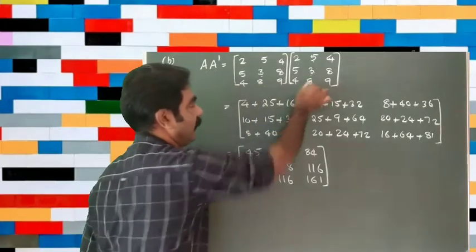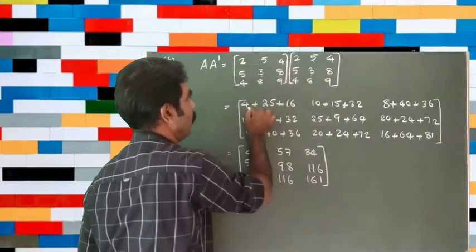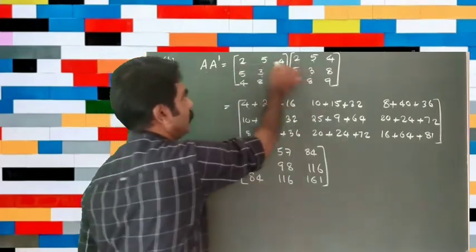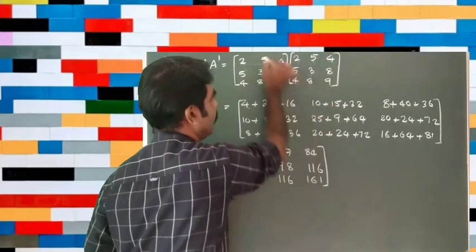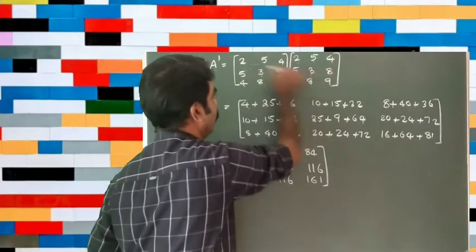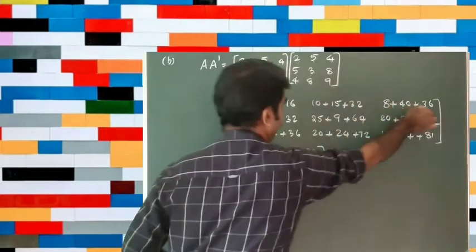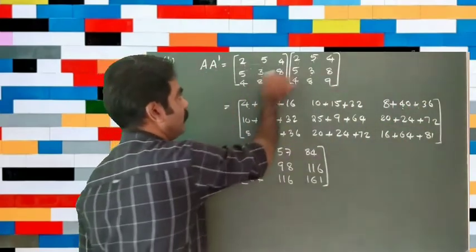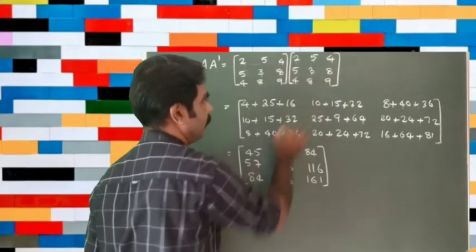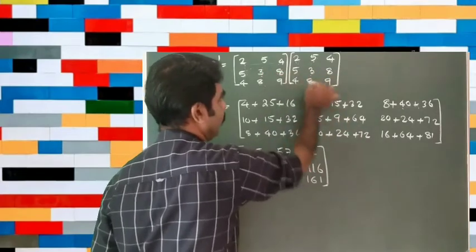This is A and this is A transpose. So multiply the first row with the first column: 2 into 2 is 4, plus 5 into 5 is 25, plus 4 fours are 16. Then first row with the second column: 2 fives are 10, 5 threes are 15, 4 eights are 32. Then first row with third column: 2 fours are 8, plus 5 eights are 40, plus 4 nines are 36.